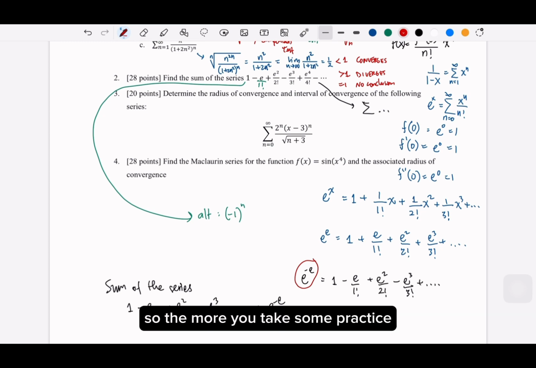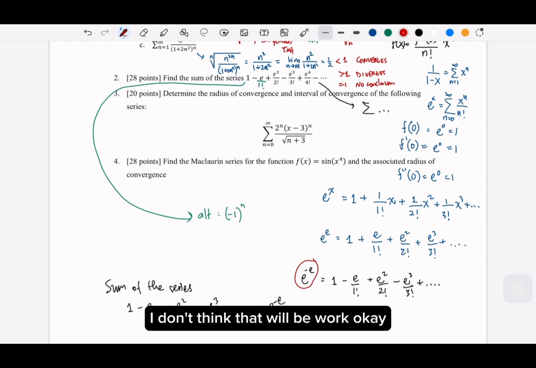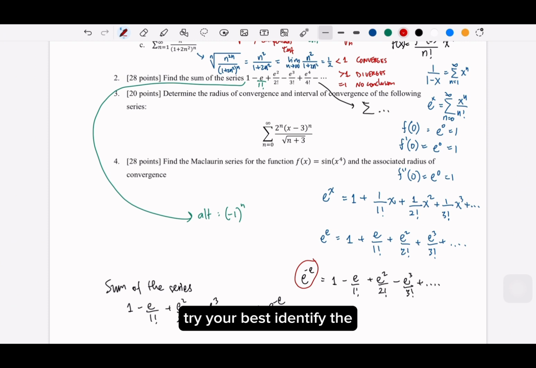So the more you practice, the more easily you can identify. If you don't practice and maybe hope that the question is as simple as the one we showed previously, I don't think that will work. So you need to practice on your own. Try your best. Identify the series and functions.